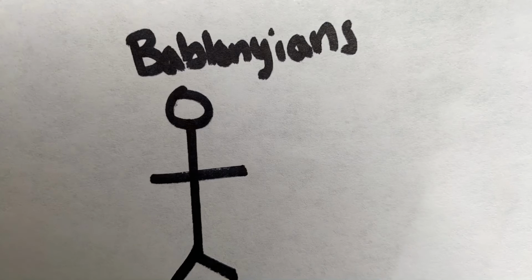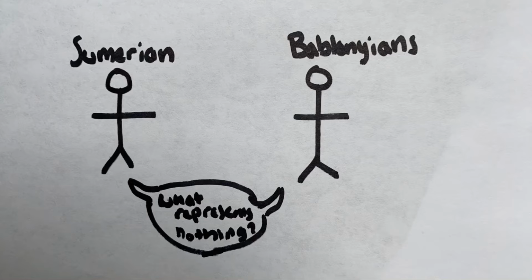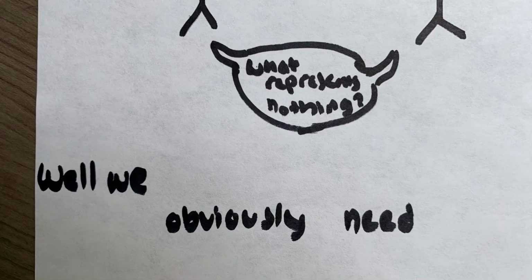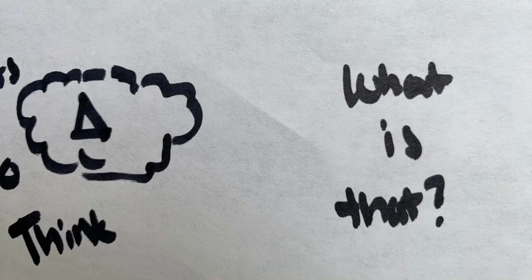The Sumerians and the Babylonians thought, what represents nothing? Well, we obviously need something. Let's think. Look at our bubble. What is that? A triangle? No. Cheese? No. A wedge? Maybe so.